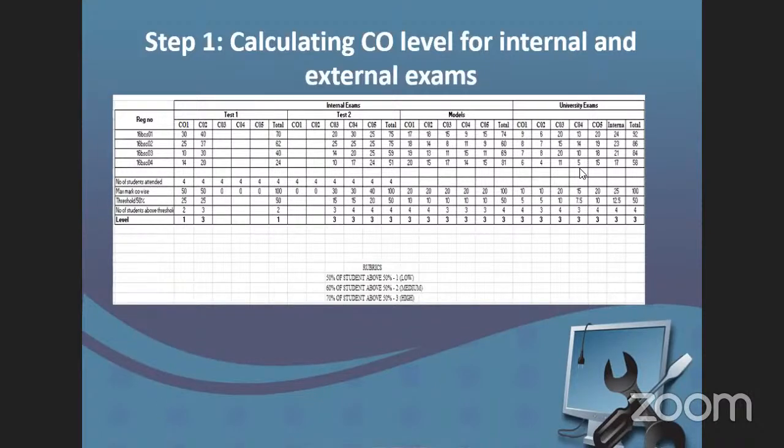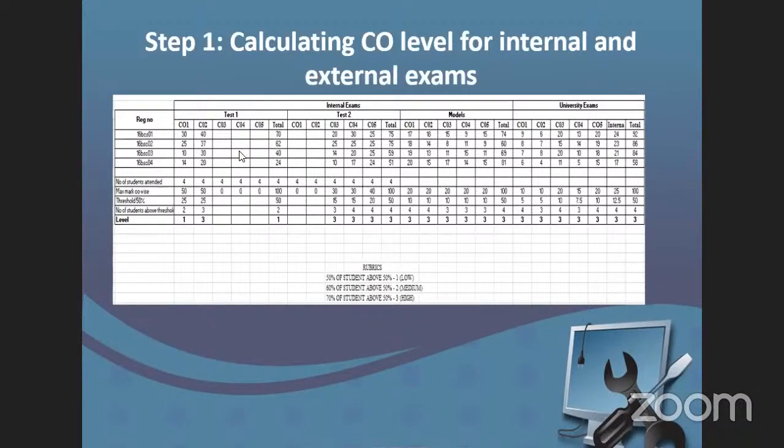So what is the first step we are going to follow in direct attainment? You construct an Excel sheet with internal exam and university exam. For internal exams, we have 3 internal tests: test 1, test 2, and the model exam. The university exam is 1. For this subject, I have 5 COs: CO1, CO2, CO3, CO4, CO5. These are the register numbers. 4 students have appeared for these 3 internal tests and the university exam.